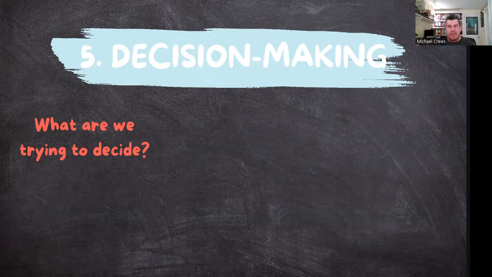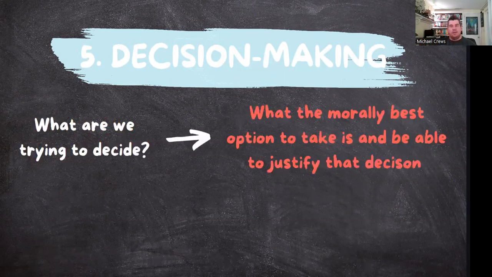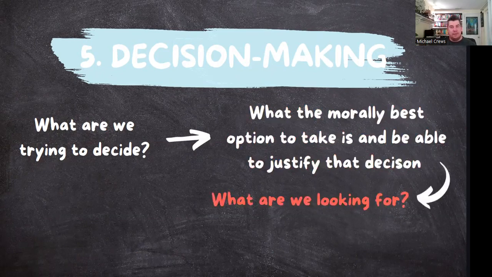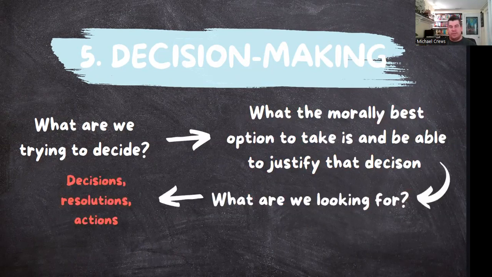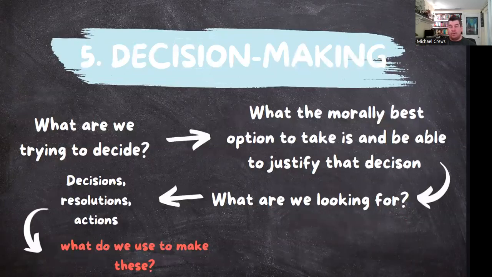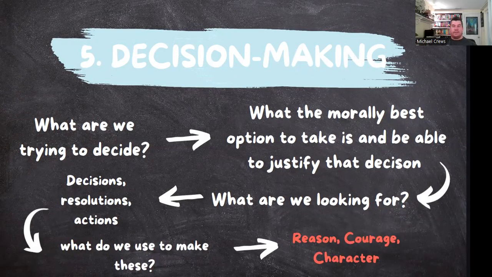So when we get to the decision-making process, what are we trying to decide? What the morally best option to take is, and then if we're able to justify that decision. And so what are we looking for? Decisions, resolutions, actions. And what do we use to make these? Reason, courage, and character. So this might be hard. We might have to make a hard decision, and that's part of the process. But what we're going to do, we're going to apply act utilitarianism, and we're going to get a decision. And we're going to apply Kant's theory, and we're going to get a decision. They're going to be different, right?